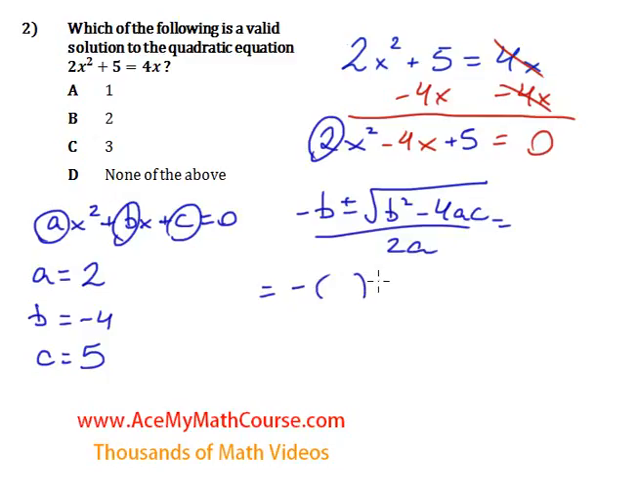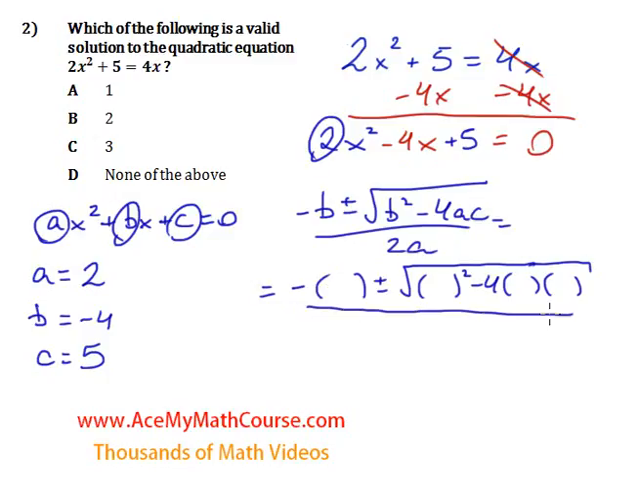Okay, so let me make some parentheses here to put in the numbers. It's always nice to put the numbers inside the parentheses when we plug them in. And okay, so here we have negative b plus or minus b squared minus 4ac all over 2a. Great, now we can start expanding things and simplifying everything.